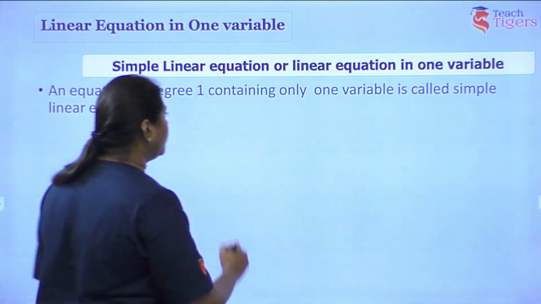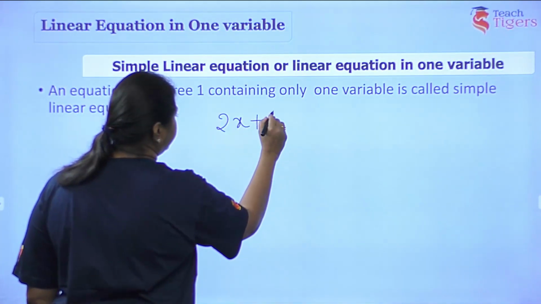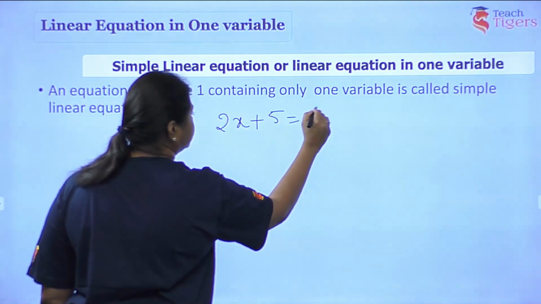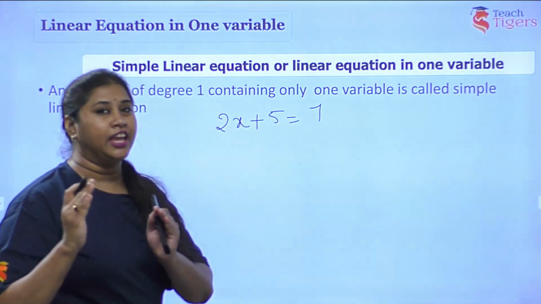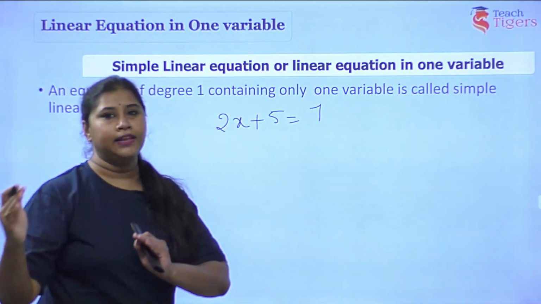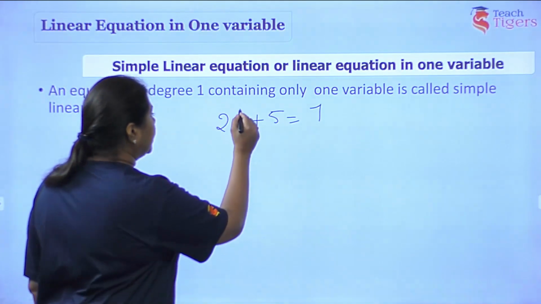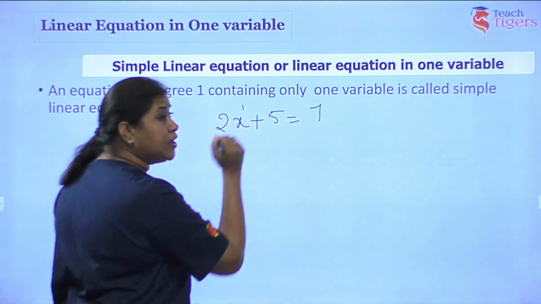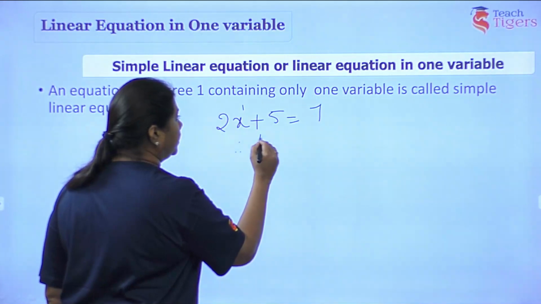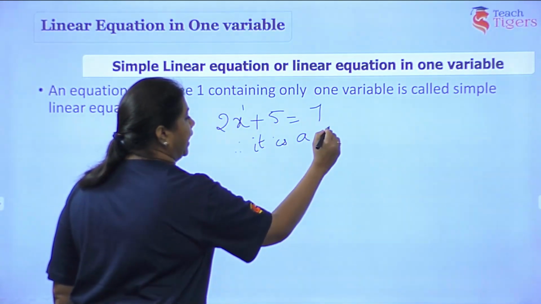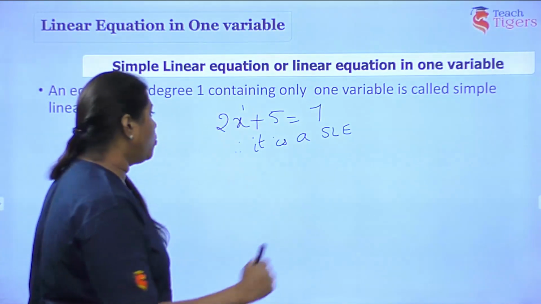Now let us check out with an example. I would say 2x plus 5 is equals to 7. So this is my linear equation in one variable or simple linear equation. I'm going to call it as SLE, that is simple linear equation. See, the degree is 1 and there is no other variable except x. Therefore, it is a SLE or simple linear equation or linear equation in one variable.